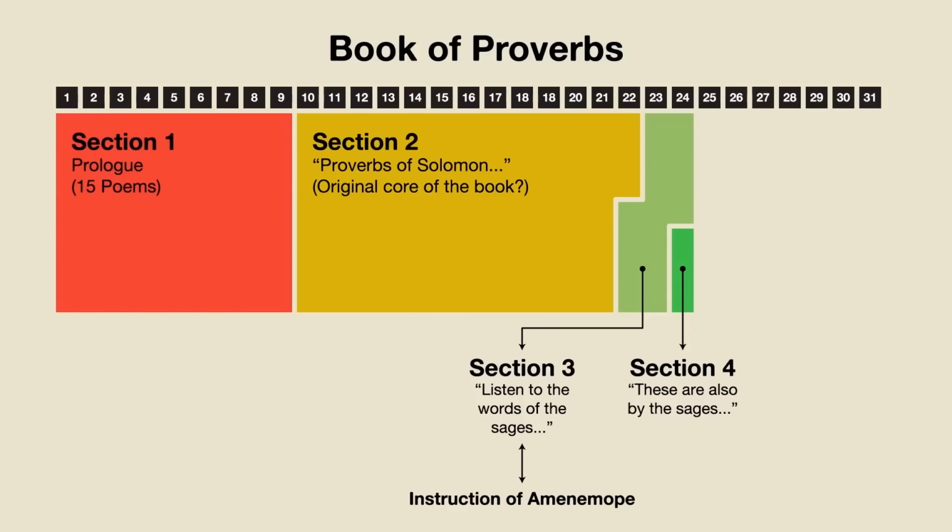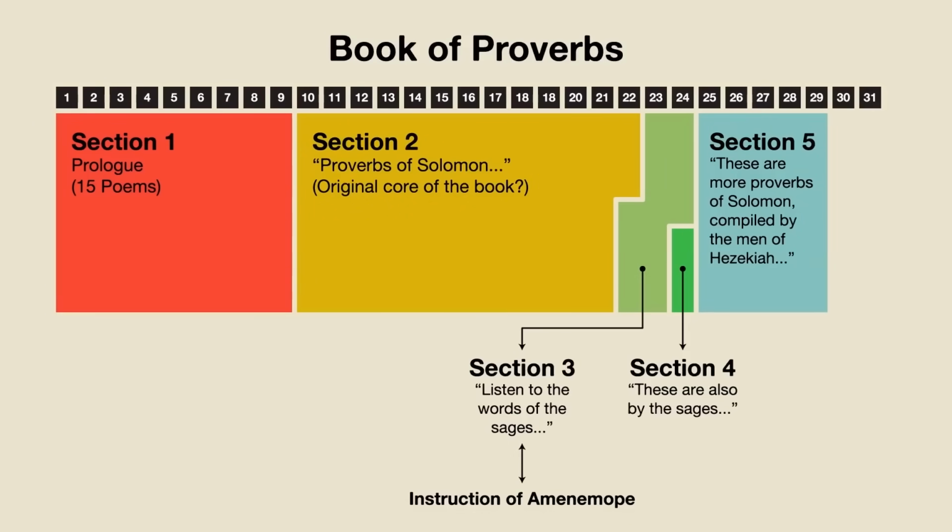So it seems that the ancient Israelites recognized this Egyptian work as being important and decided to incorporate it alongside the words of their own people. Moving on, section 5 starts with, "These are more Proverbs of Solomon, compiled by the men of Hezekiah, king of Judah." So these are perhaps later additions, attributed to Solomon but written during the reign of King Hezekiah.